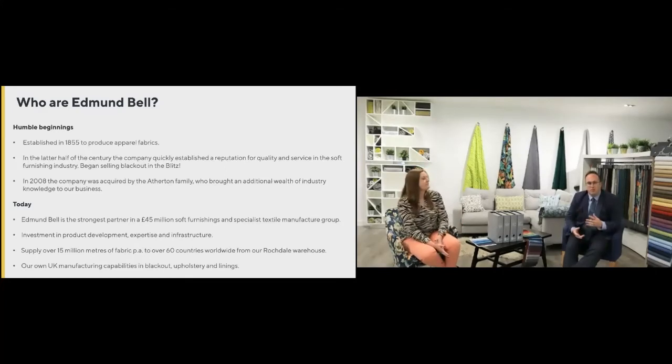And another thing we're going to touch on is basically around the wider group. We've mentioned we're part of a larger group, with £45 million worth of turnover, that is specialised in the soft furnishing industry, the textile manufacturing industry. We're going to look at some other products that stem from that group that may be useful to you. Normally we don't present about, right? So it's something completely new.